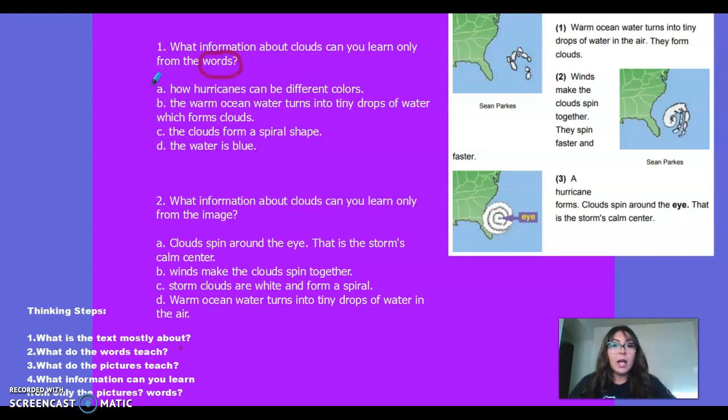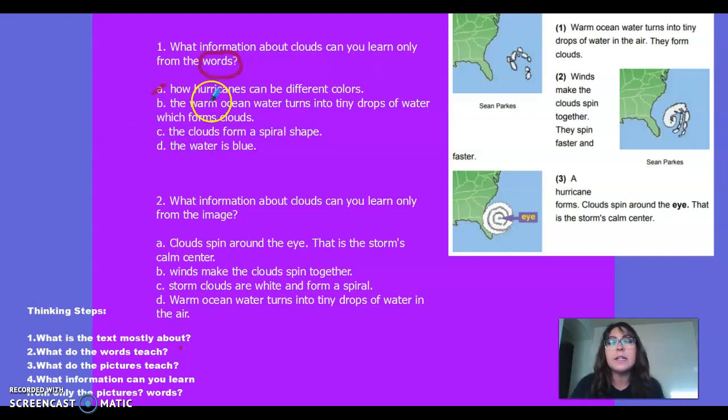A, how hurricanes can be different colors. Did the words in the article ever say anything about hurricanes being different colors? What do you think? I agree. The words did not say anything about hurricanes being different colors. So I took that out. That's trash.